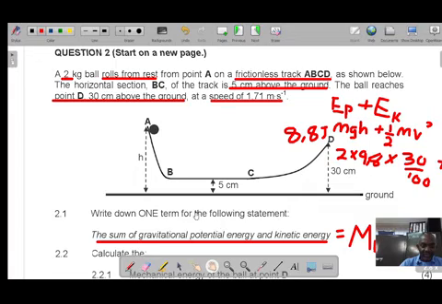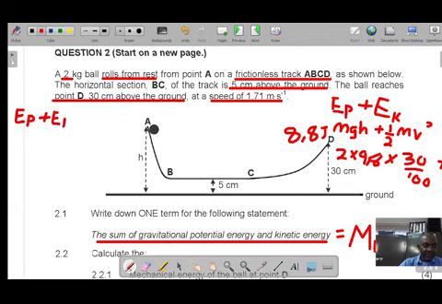So I'm going to find out the E mechanical at point A, then I'm going to equate it to E mechanical at point D. Let's find it out now. Now, how do you find E mechanical here? You're going to add EP plus EK. EP plus EK. So, how do you find EP?